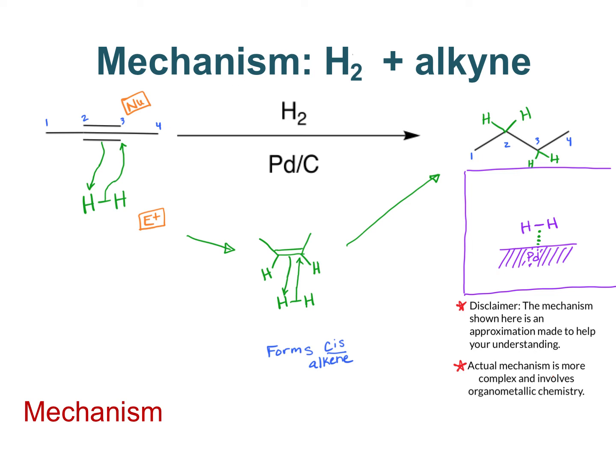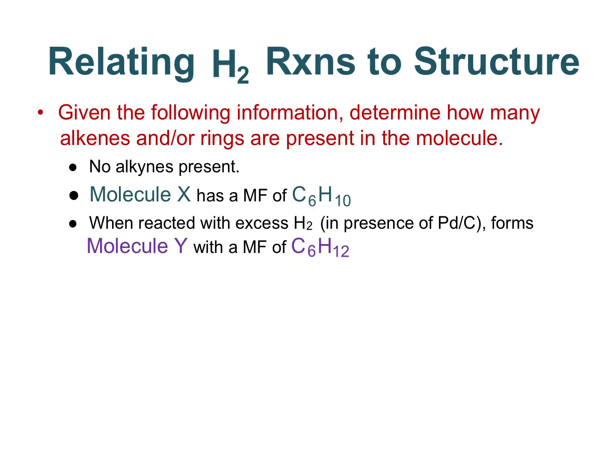Okay, great. All right, so let's see one more example of how we can use hydrogen to figure some stuff out. So before I move on from hydrogenation, I want to switch gears for a minute and talk about a special use of hydrogen for determining structures for organic compounds. So this is a little bit of a historic example. So if you look here, what we're going to do is use some information about hydrogenation reactions to figure out if a molecule has alkenes or rings present in the molecule.